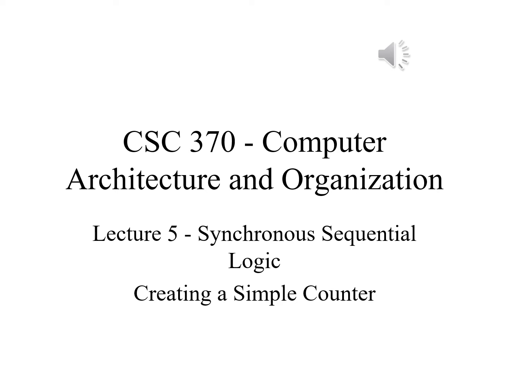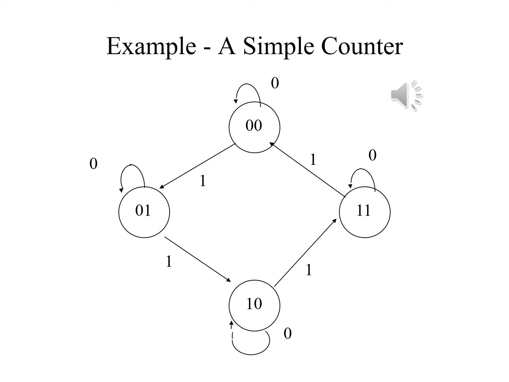In this video, we will look at an example of a synchronous sequential circuit where we create a simple counter. In this example, what we are going to see is a simple counter. You'll notice we're counting with 2 bits from 0,0 to 0,1 to 1,0 to 1,1. Or in decimal it would be from 0 to 1 to 2 to 3.